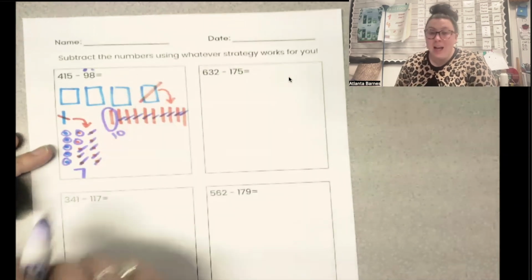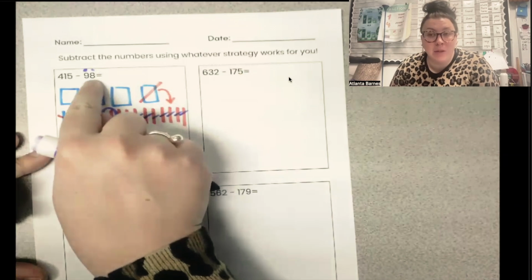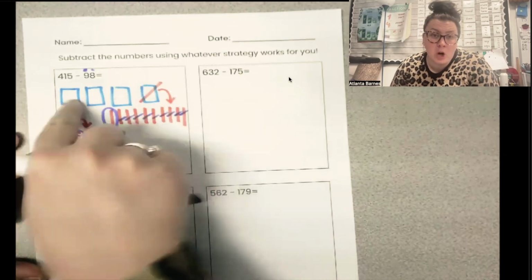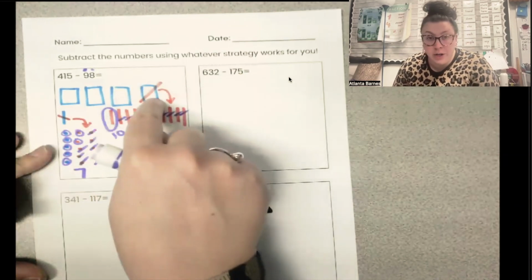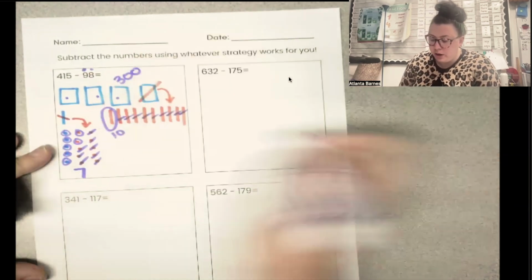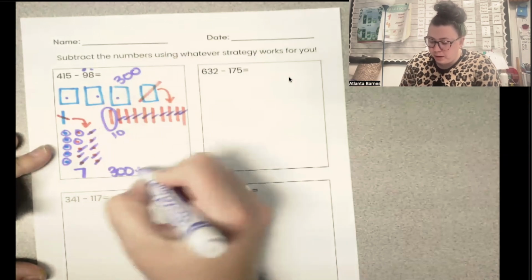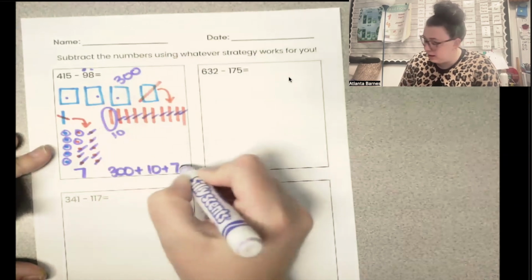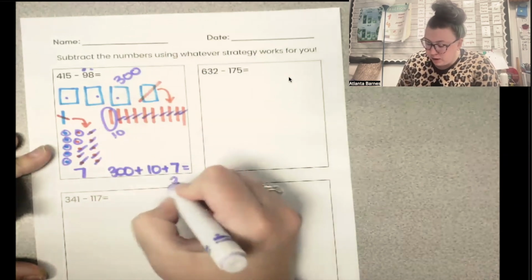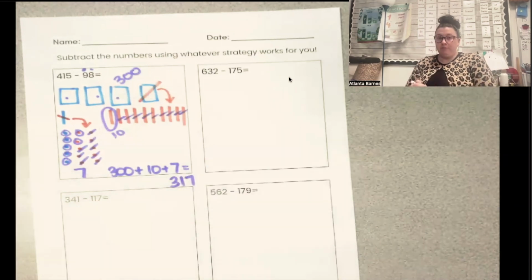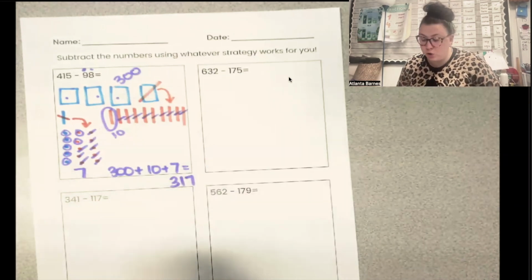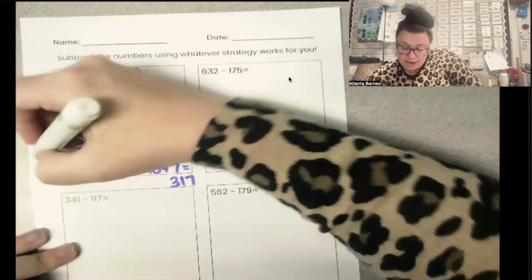Just 10. Now, there's no hundreds to take away in this one, so we don't have to take away any of our hundreds. Now, this 100 was moved, so we can't count it anymore. So that means we now are left with 300. So we have 300 plus 10 plus 7 to get us 317 as our answer. Okay, so that was the way to do base 10 for subtraction.